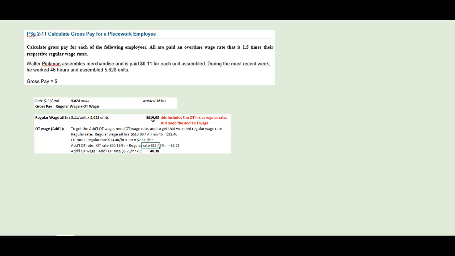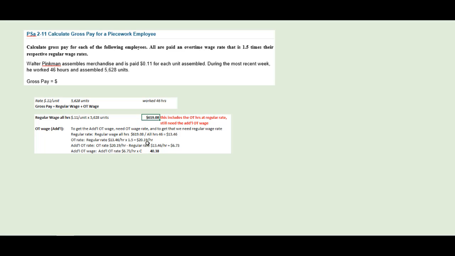That's the $619.08 right here. We divide by all the hours worked, 46 hours. That gets us $13.46 for the regular rate. All right? And we know when it's overtime, it's time and a half the regular rate. So we do that right here. $13.46 per hour times 1.5 gets you the overtime rate of $20.19 per hour.